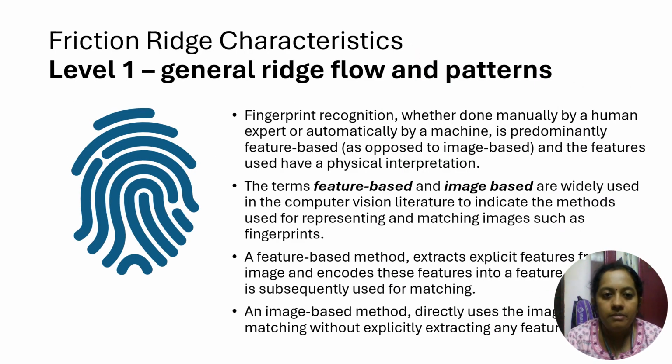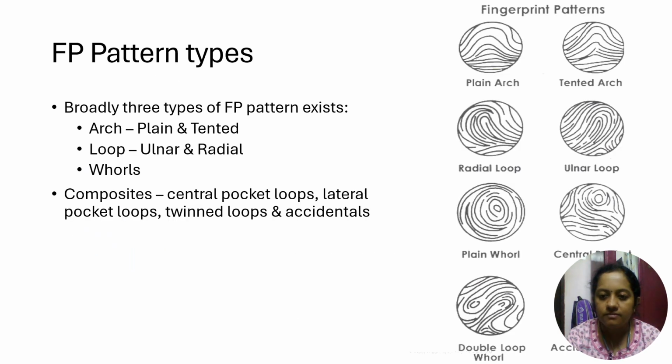Next we talk about the friction ridge characteristics, which are classified into 3 main levels. Level 1 is about general ridge flow and patterns. These are either feature based or image based. Feature based means it extracts explicit features, which we call minutiae. Image based just captures the image without explicitly extracting any features.